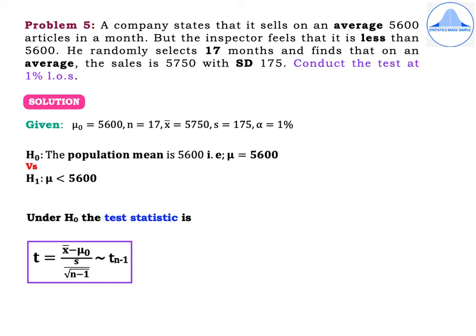Now, in the question, they have mentioned that the inspector feels that the sales is less than 5600. So, because of the word less than, the alternative will be a left tailed alternative. So, you have H1 mu is less than 5600. Under H naught, the test statistic is T equal to x bar minus mu naught divided by S by root n minus 1, which follows T n minus 1.